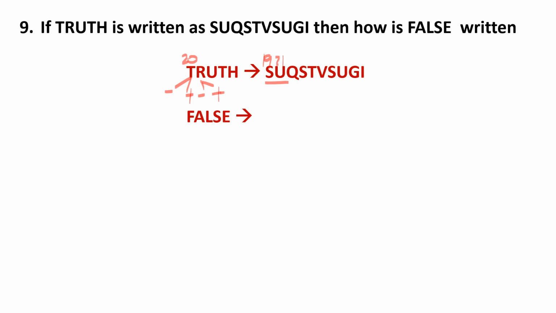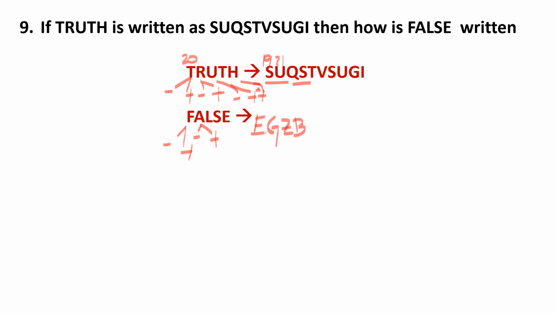R minus 1, that is Q. R plus 1, that is S. So again minus 1 plus 1. Next again minus 1 plus 1. On every letter minus 1 plus 1 we need to apply. So here also minus 1 once plus 1. 6 minus 1, 5. 5 means E. 6 plus 1, that is 7. Next A is minus 1 plus 1. A minus 1, that is Z. A plus 1, that is B.